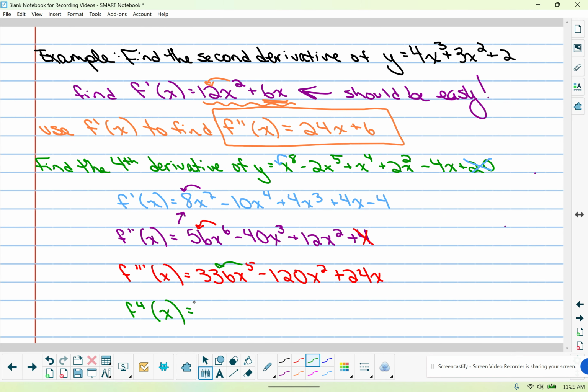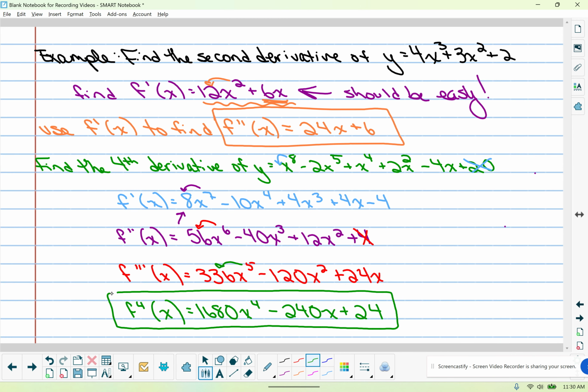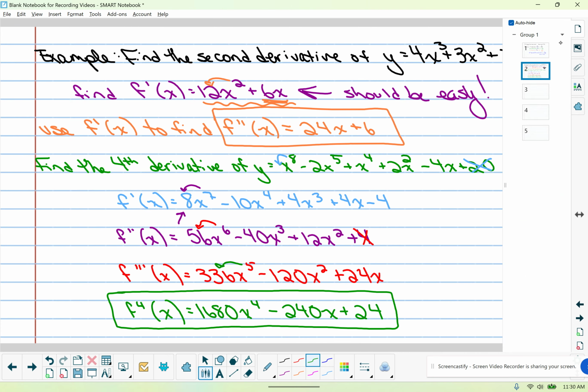5 times 336 is 1680 x to the fourth, minus 120 times 2 is 240, plus 24. And this is what we were looking for. Okay, so you're just going to keep dropping those things down, multiplying powers. But remember, you miss one sign, you miss one number, the whole thing's wrong, and you don't really know why. So you have to go back and really be very careful about looking at your multiplication. Okay, we're going to do one more example, and then that'll be the end of these notes.